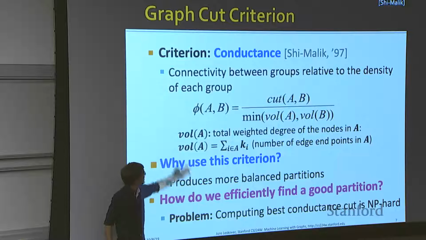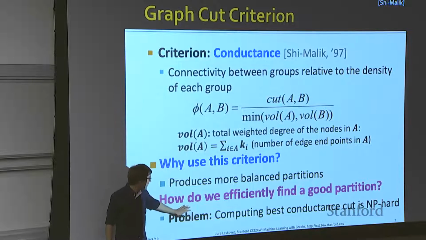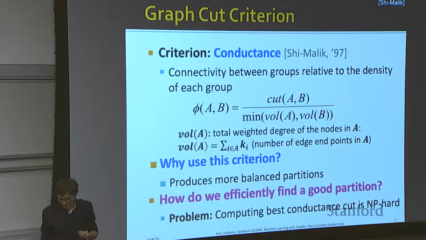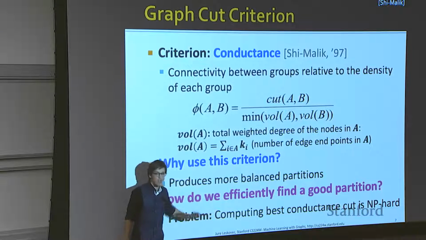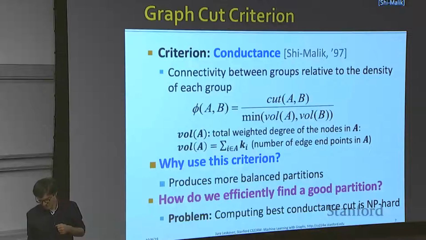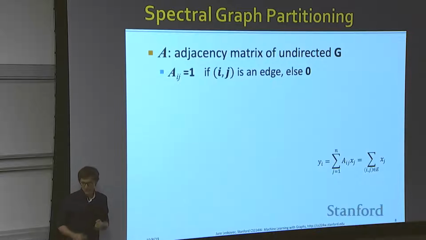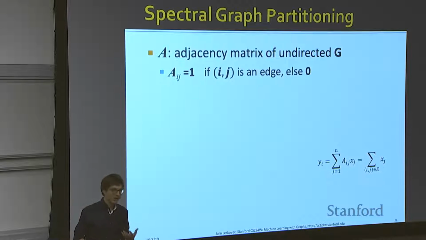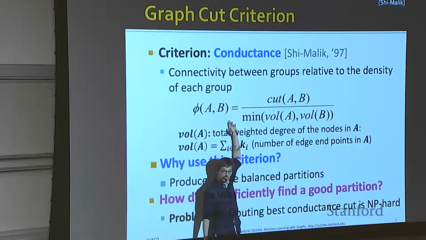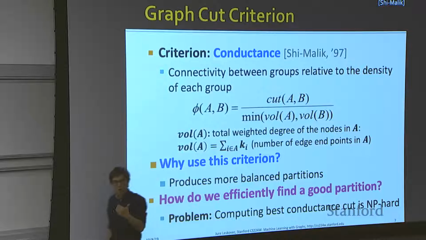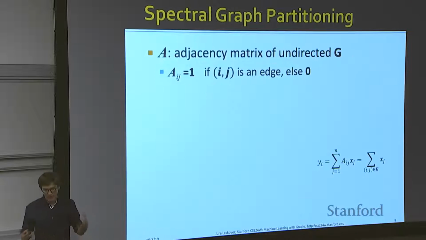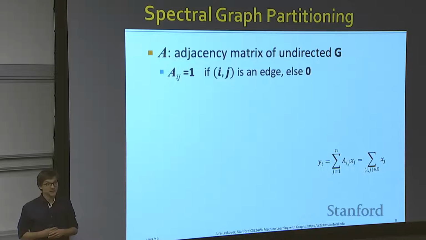And now the question is, if this is the criterion I want to optimize, how do I find a good cut? The problem is that computing this best conductance cut is NP-hard. And there is a very cute proof that you can do to see this. So what we will do now is talk about spectral graph partitioning, which gives us an approximation guarantee for trying to find the cut that optimizes conductance. So that's why we will talk now about spectral graph partitioning.